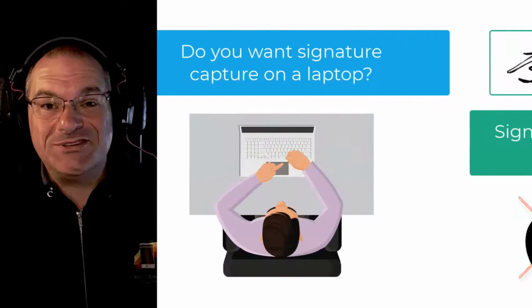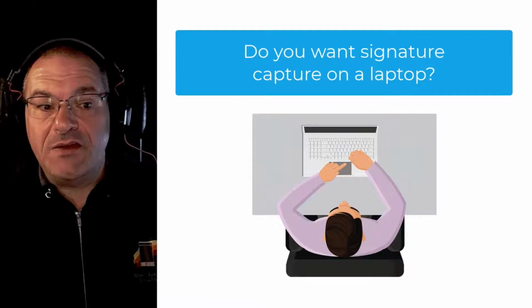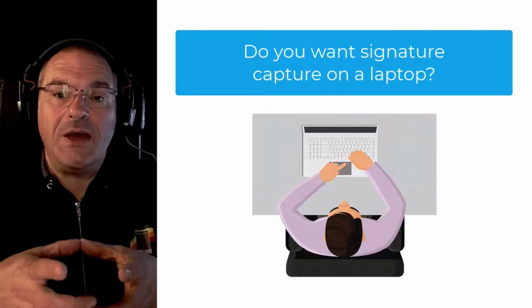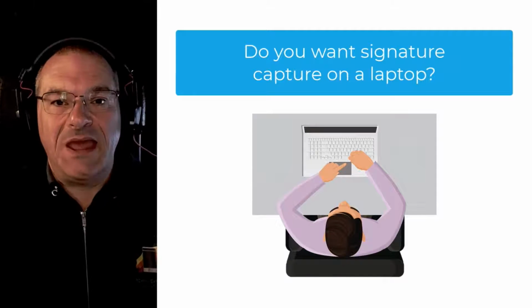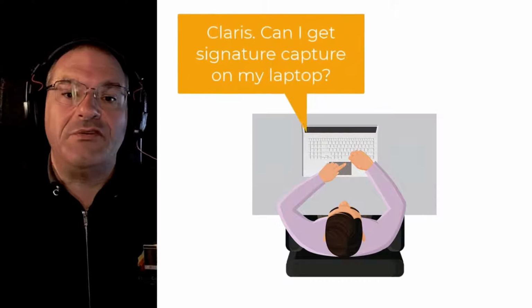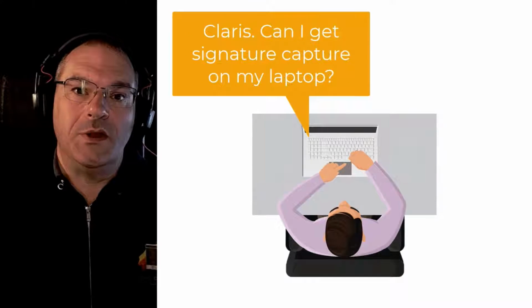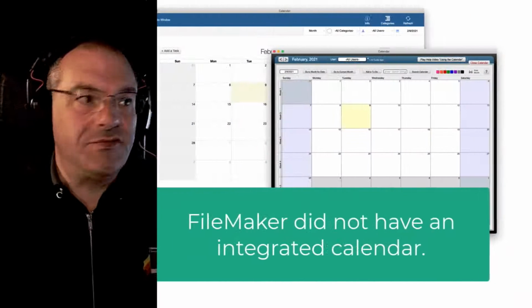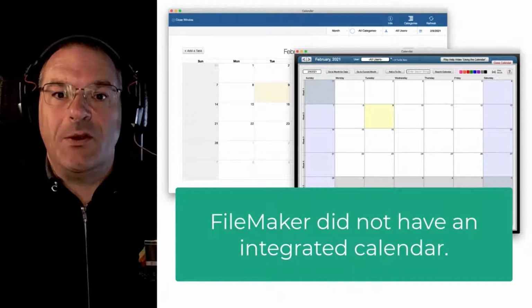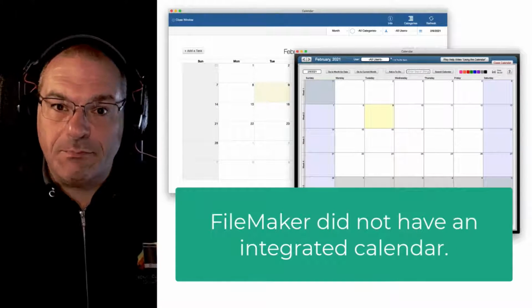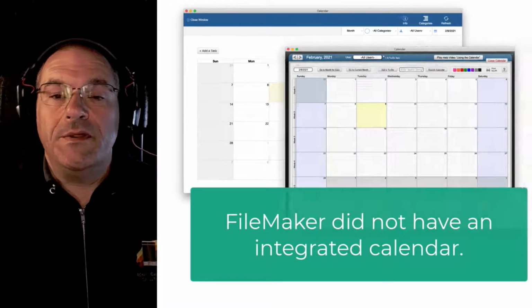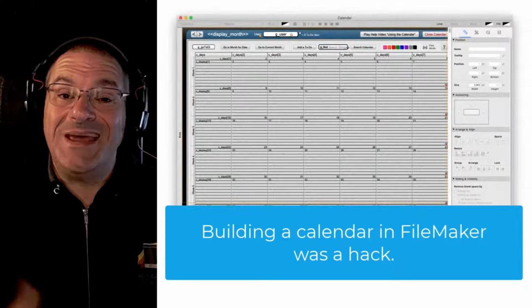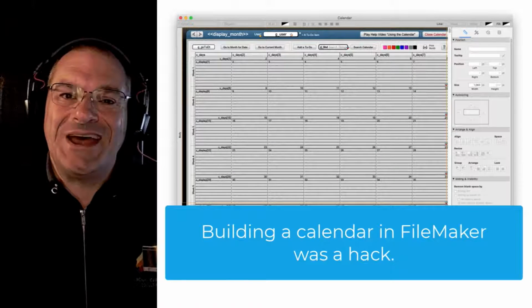What if you wanted signature capture on a laptop device, or maybe on a laptop with a trackpad on it or something like that, so someone could sign with their finger? So that's been a missing capability, and people go to Claris and say, hey, we have this missing feature. We really want this. Another missing feature for like the last 30 years has been a really great integrated calendar that's part of the platform. Claris never wanted to build it, and they were hoping that third-party developers would build this, and they kind of did, except it was always kind of a hack.